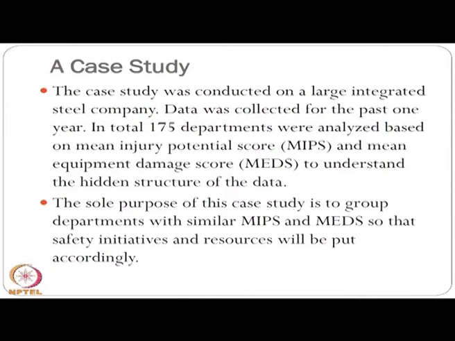Now, I will show you, within 3 minutes of time, one case study. The case study was conducted on a large integrated steel company. Data was collected for the past 1 year. In total, there are 175 departments, and we have analyzed based on mean injury potential scores and mean equipment damage scores to understand the hidden structure of the data. The sole purpose of this case study is to group departments with similar features, so that safety initiatives and resources will be put accordingly.